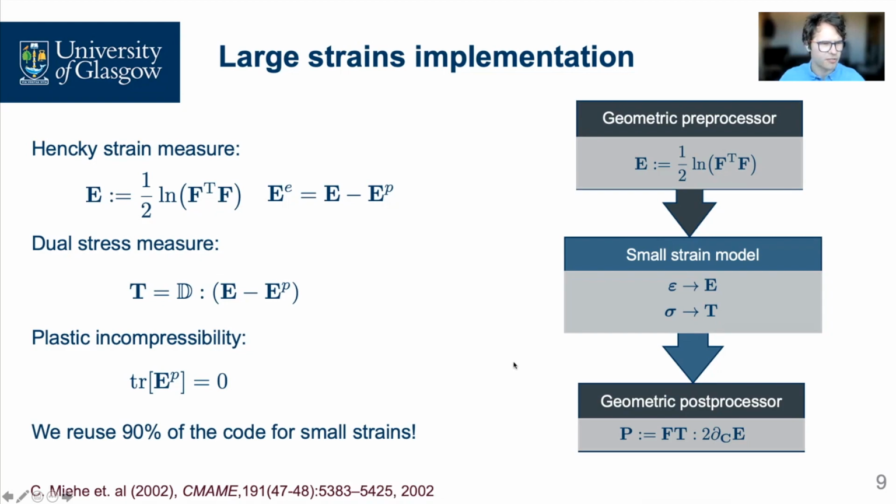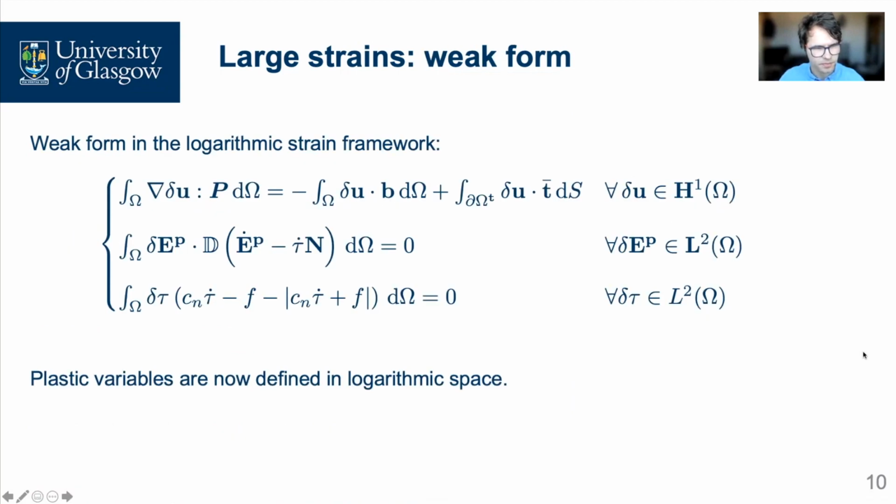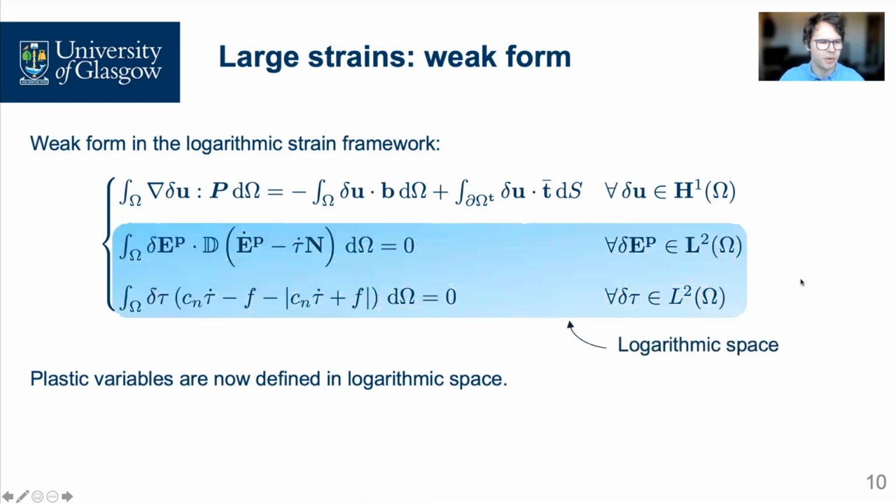And thanks to this framework, we can reuse 90% of the code for small strains. So deriving the new weak form is straightforward. We only have to change the stress measure, and remember that now we are solving for logarithmic plastic strains. But we don't really have to change anything in the code, just in the post-processing we need to know what we solved for.